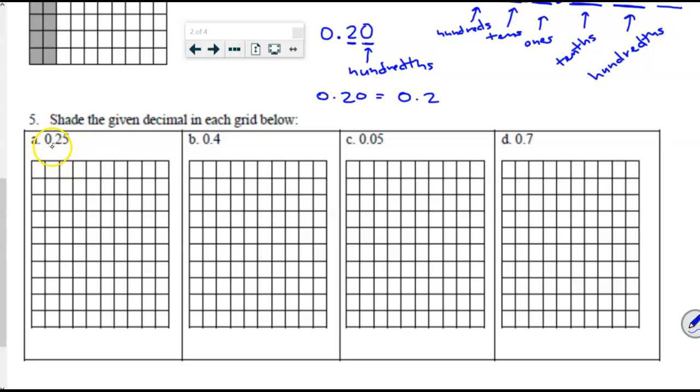All right, when I correctly say this number, this is 0 and, see the number 25? That number 25 is ending in the hundredths place. So I would say 0 and 25 hundredths. That tells me how many I need to shade. I'm going to shade 25. So 1, 2, 3, 4, 5, 6, 7, 8, 9, 10. A second row is going to be 20. And then 5 more.